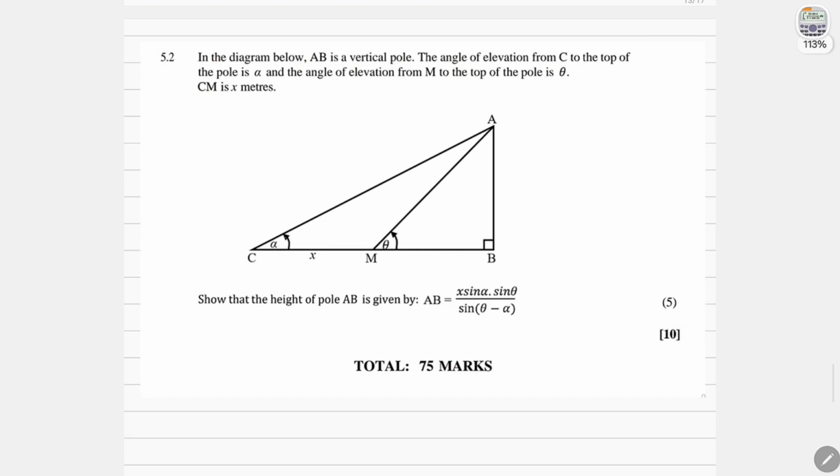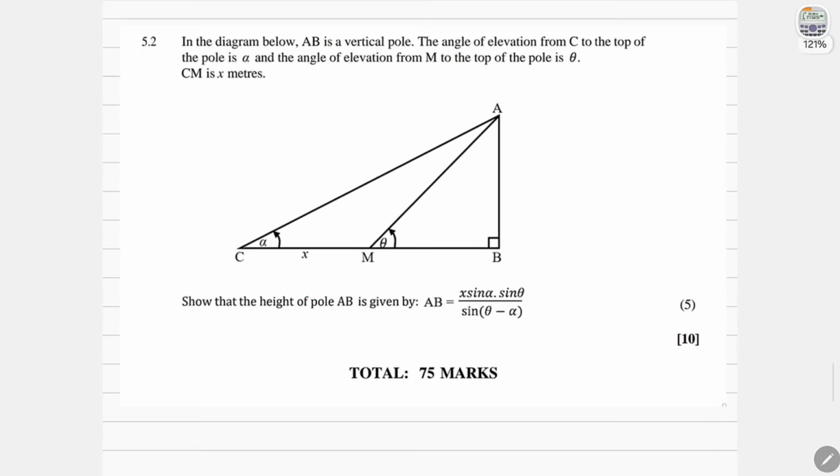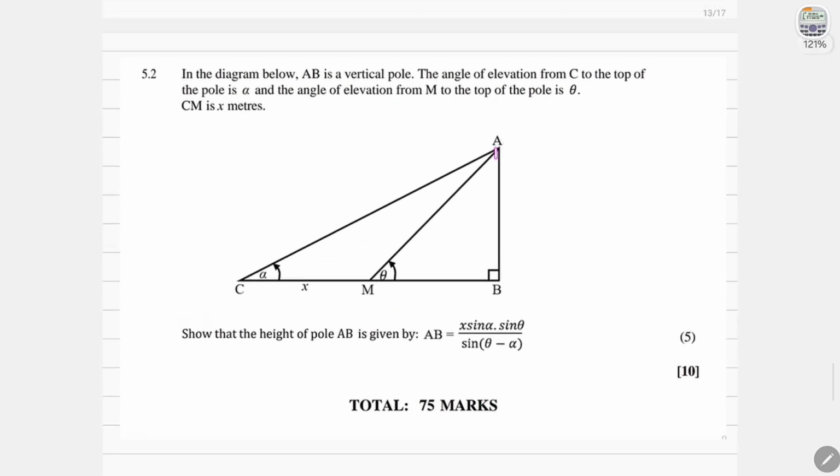Question 5.2 says, in the diagram below, AB is a vertical pole, and the angle of elevation from C to the top of the pole is alpha. The angle of elevation from M to the top of the pole is theta, and CM is x meters. I've also seen this one before.